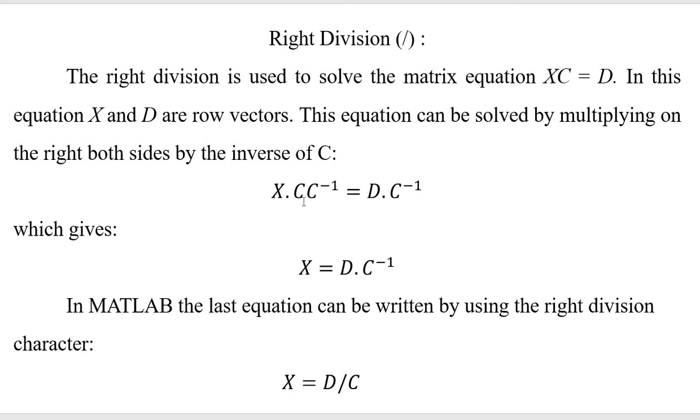So x dot c c inverse equals d c inverse. So c c inverse value is I, and I into anything is again the same. Therefore x equals d dot c inverse. See, in MATLAB, the last equation can be written by using the right division character: x equals d divides c.